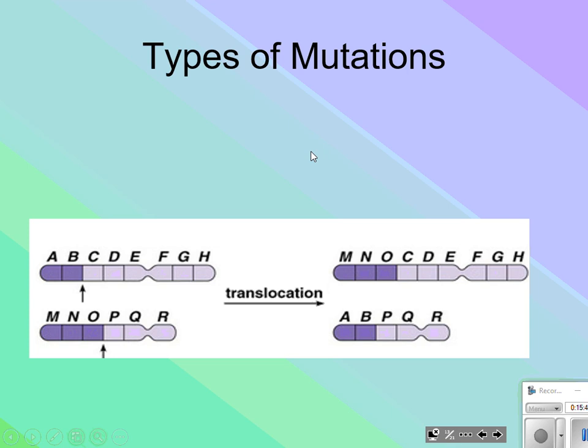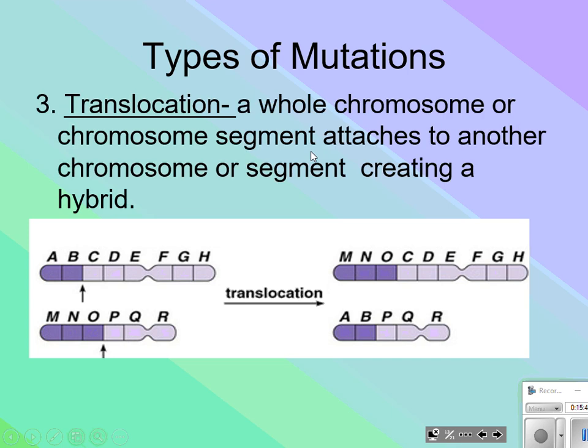So that is a translocation. A translocation, a whole chromosome or a chromosome segment attaches to another chromosome or another segment, thus creating a hybrid. We talked about crossing over before and how that helps with the genetic diversity. Okay? That is what's happening in this translocation. The DNA is crossed over to a different chromosome.